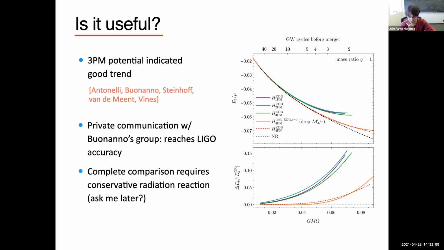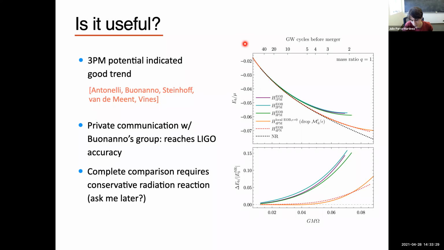And the last thing you might ask, if you're interested in experiment, is: is this useful or not? So the G cubed potential from a couple years ago showed a good trend. It was not as good as what was being used for LIGO. So you can look at this paper if you're interested. But now the group by Bonanno and friends have produced this nice plot for us. So let me explain what it is. This is the binding energy, which is the gauge invariant observable that they use to test how good your Hamiltonian is. This is how many cycles before merger you are in the binary inspiral.